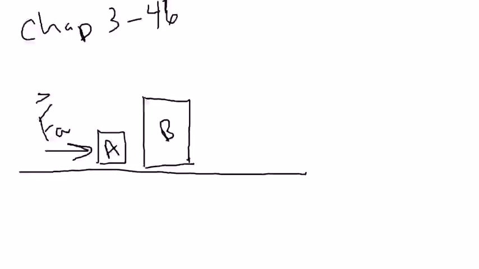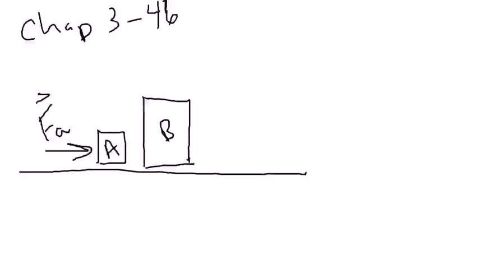This is problem 46 from chapter 3 of our textbook, and I just thought I'd go over it again because it's a good example of Newton's third law. So what's going on here is that we have two blocks, A and B, that are actually touching, but I've separated them just so that we can see things clearer.